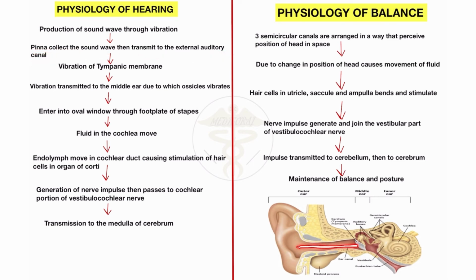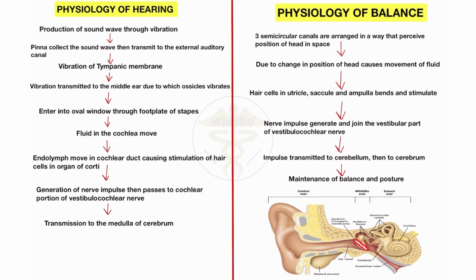Here, in the external auditory canal, the transmission of the sound wave occurs. Then the tympanic membrane, the eardrum, vibrates, and the vibration is transmitted to the middle ear, due to which the ossicles vibrate.